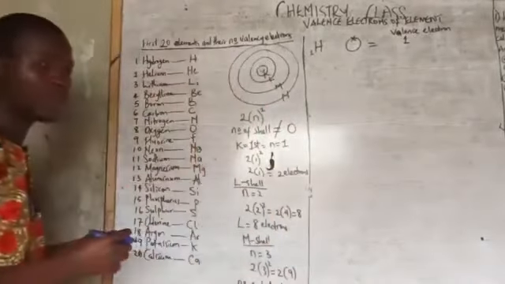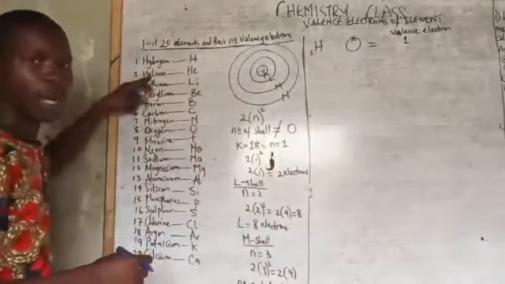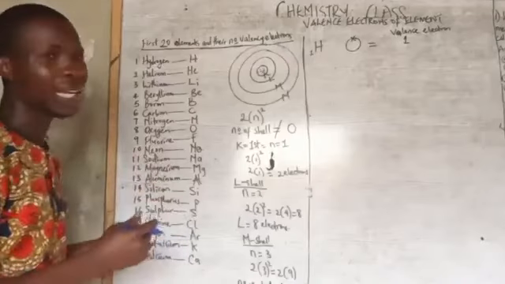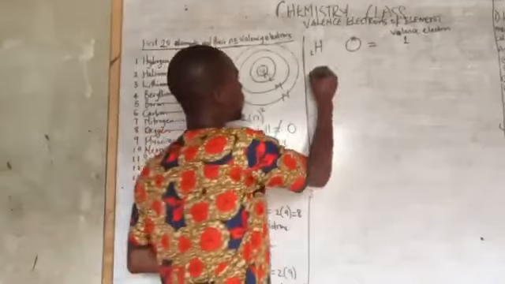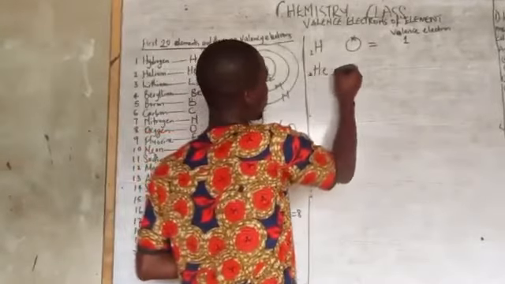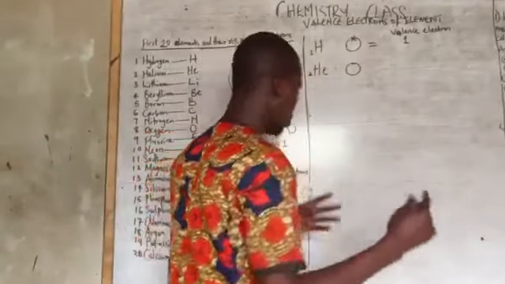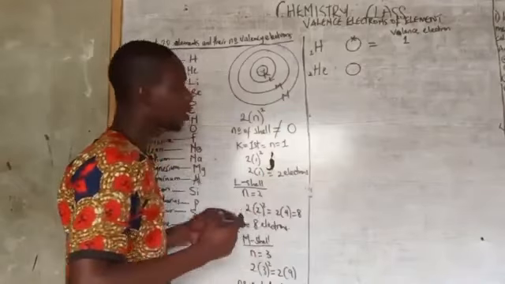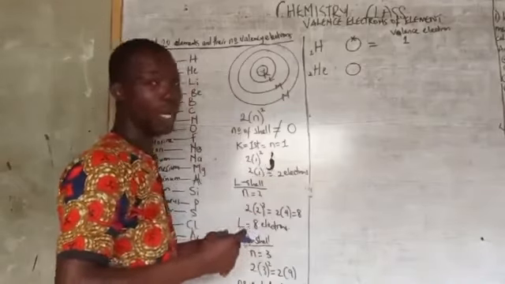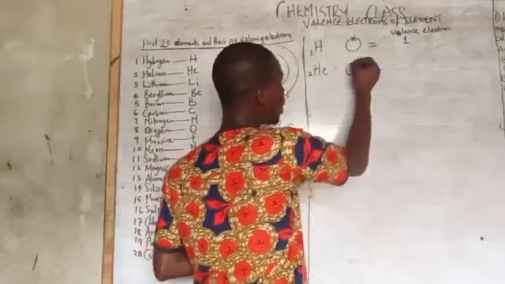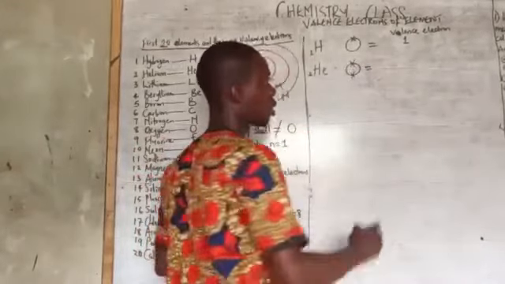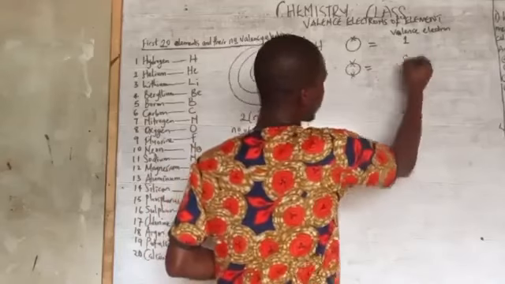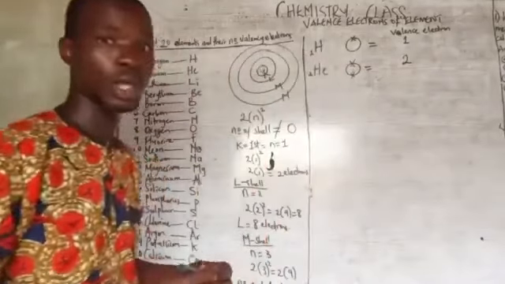Now the next element is helium. How many electrons are in helium? 2. So we have helium to be 2. And the first shell, as we already calculated, will occupy a maximum of 2 electrons, which means helium can still attain its 2 electrons. The valence electron of helium is 2.